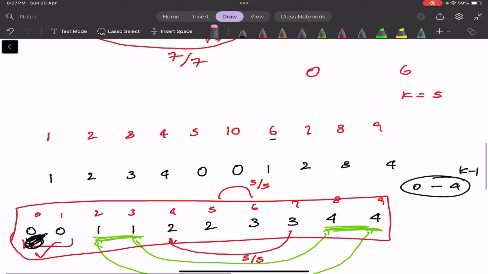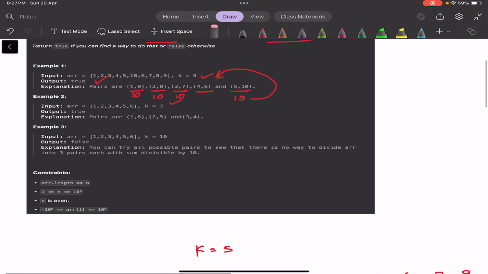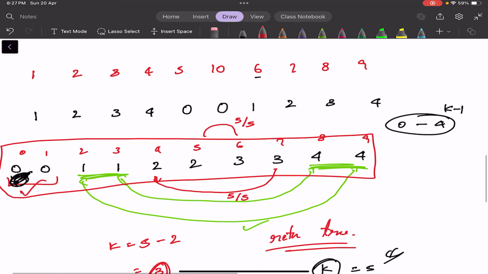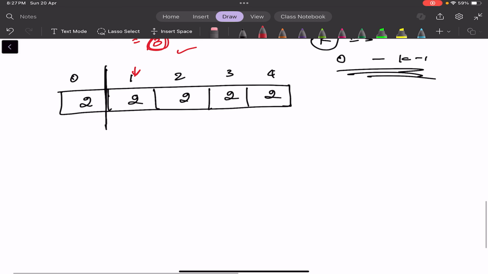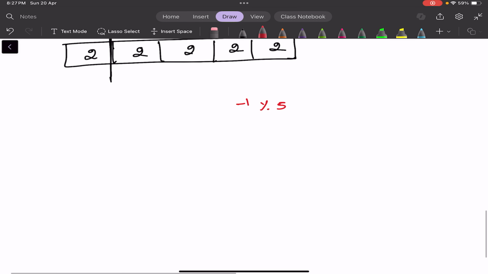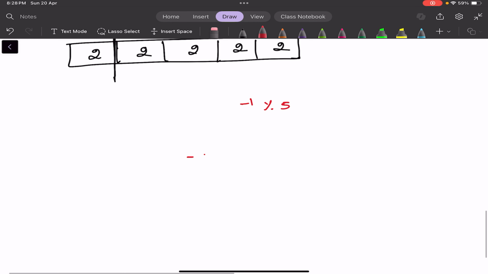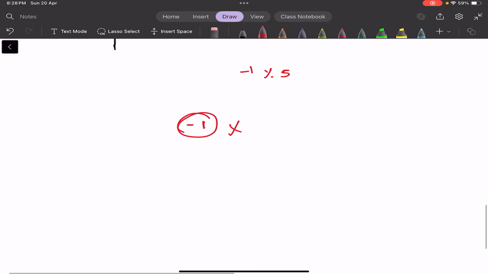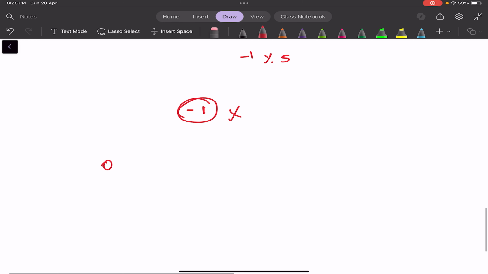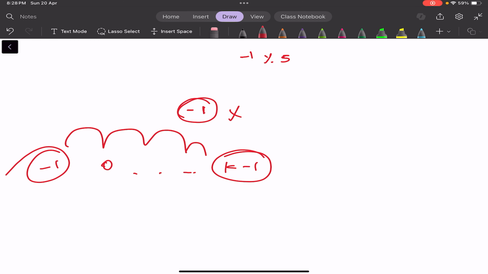And one thing they have given in the constraints is we can have negative values as well, right? So how do we get the modulo of negative values? For example, if I have negative 1 modulo 5, if we divide this in Java, we get negative 1 itself, which is wrong because we need values between 0 and k minus 1, right?